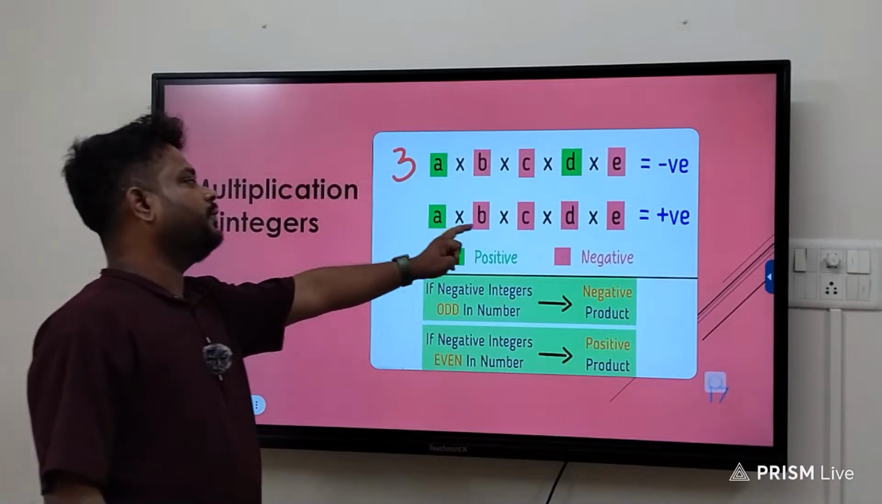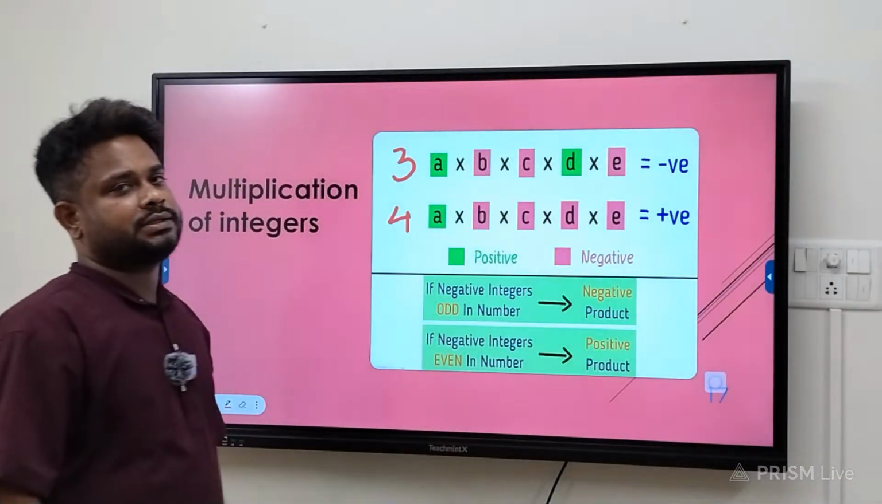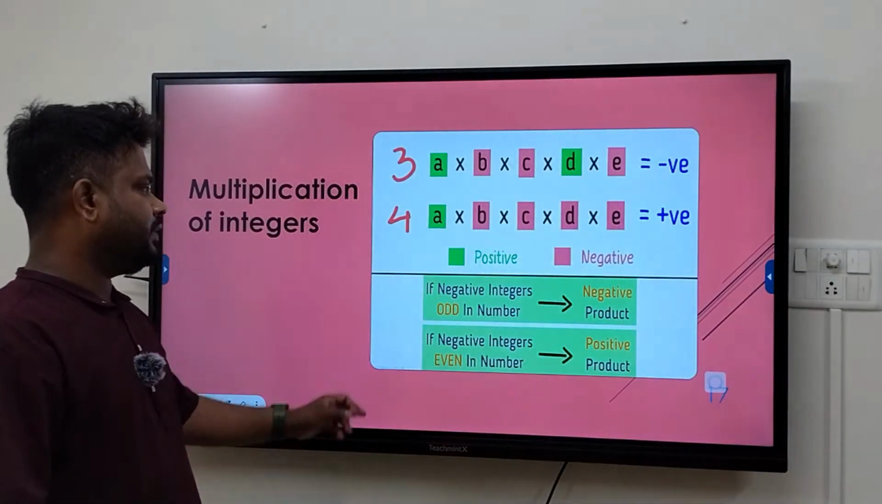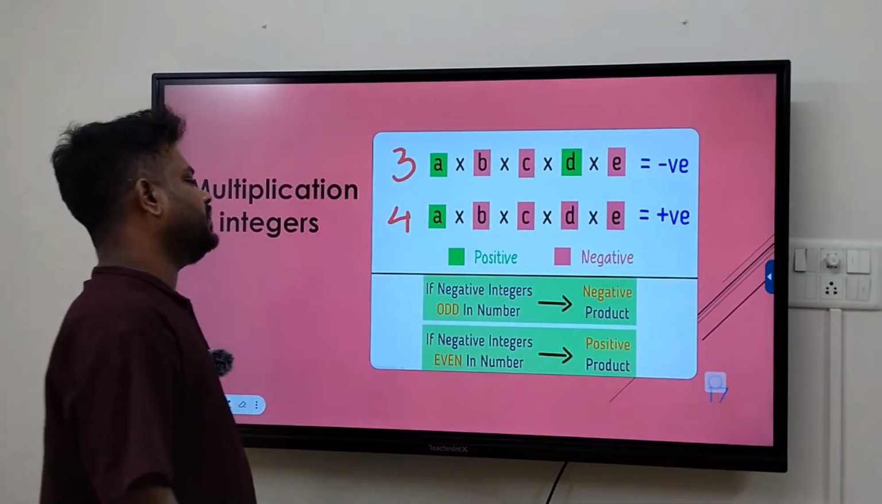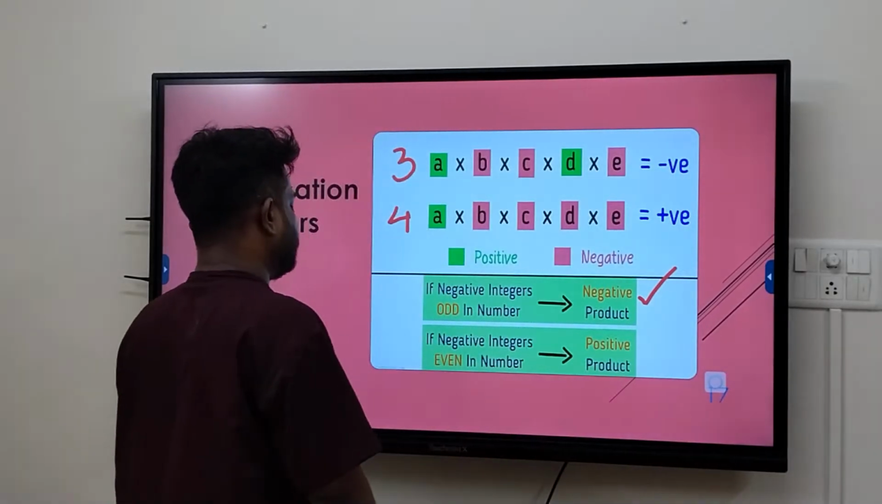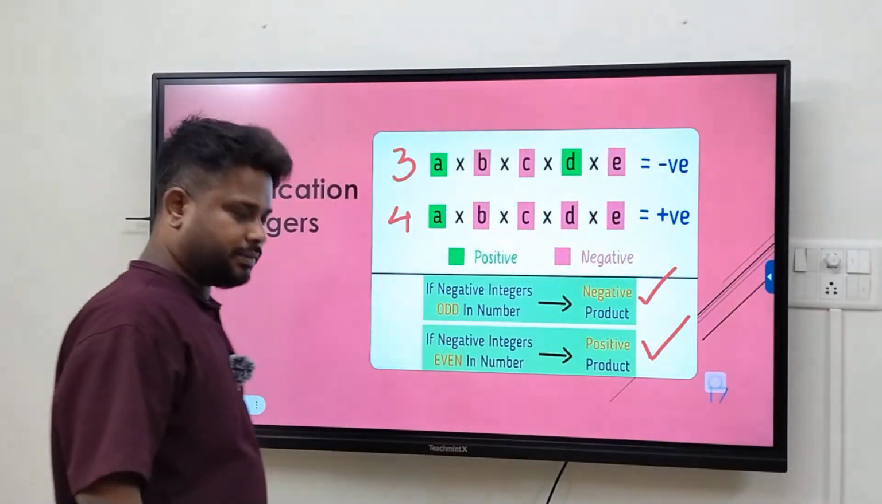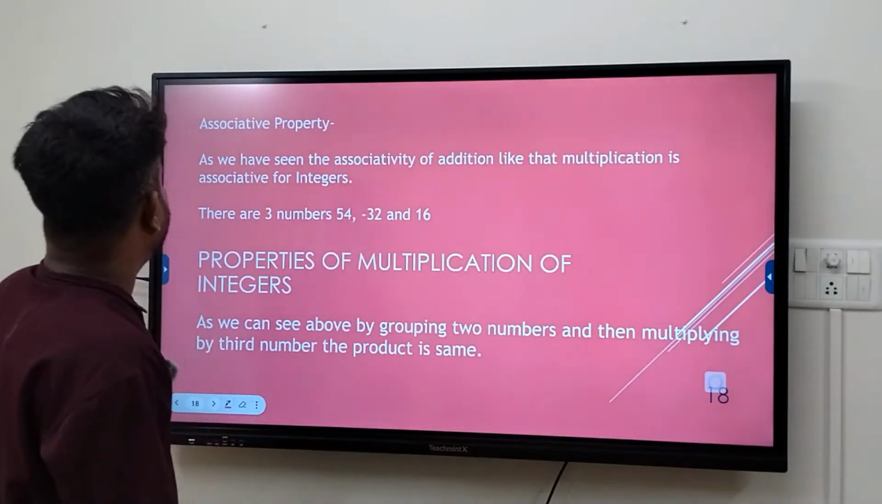And here 4 is an even number, so that's why the answer will be positive. Okay, if negative integers are odd in number, the product will be negative, and if negative integers are even in number, the product will be positive. Okay, the next one, associative.